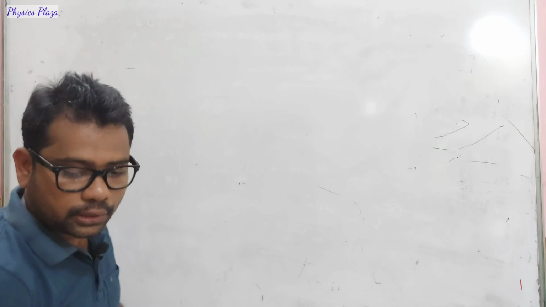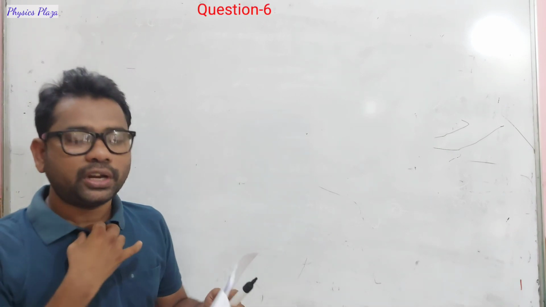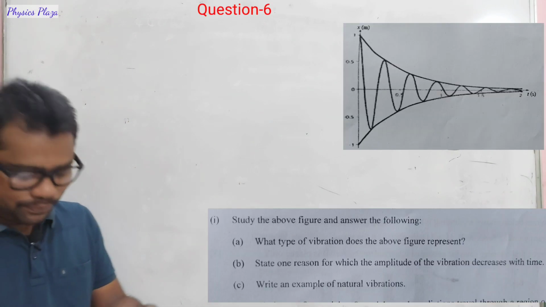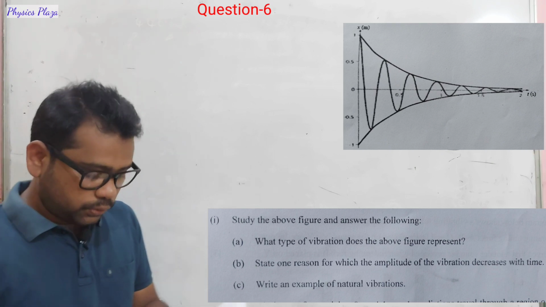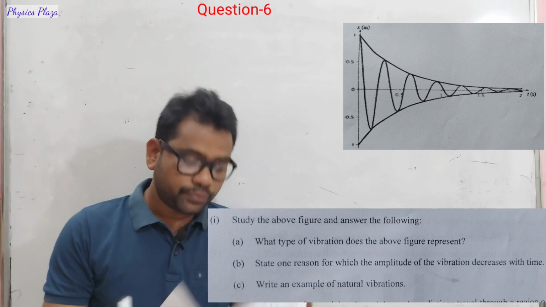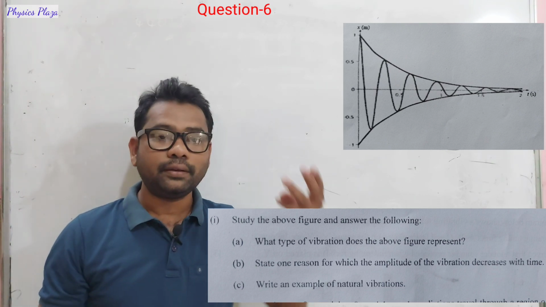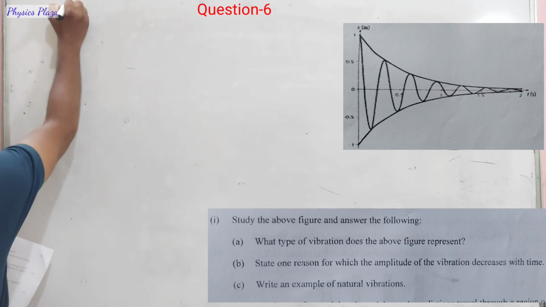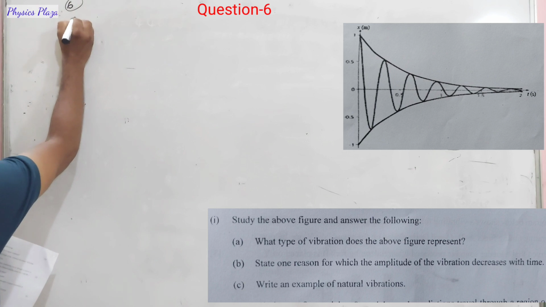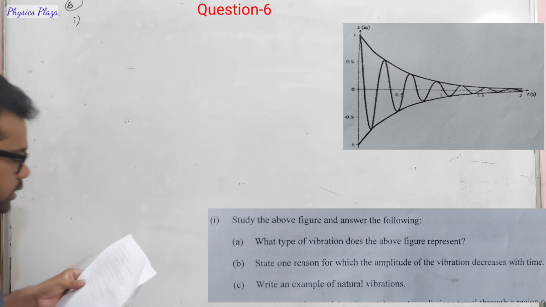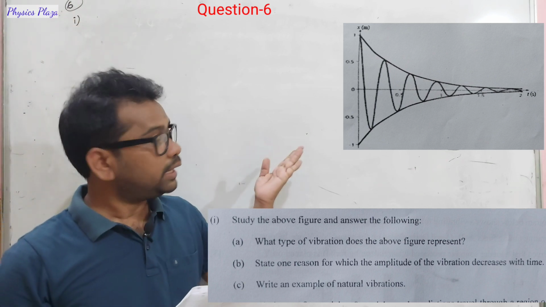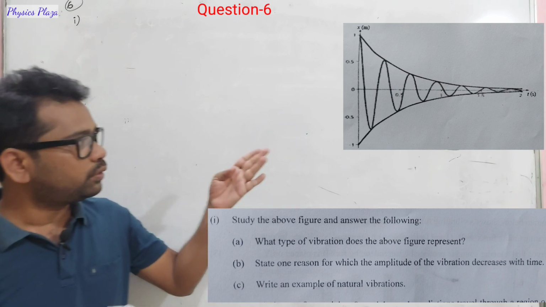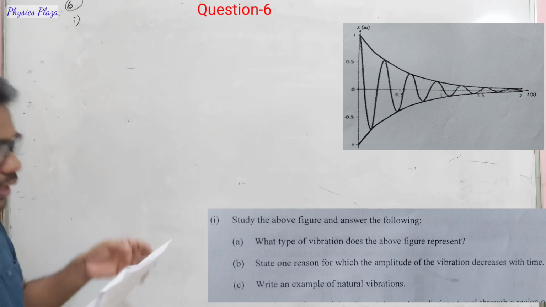Now we will move to question number 6. Children, you can look at the diagram actually. So here a graph is shown. Now under this question number 6, again 3 bits are there. So question number 6, first bit, let us see here. Study the above figure and answer the following questions. Okay, you can look at the graph on the screen.